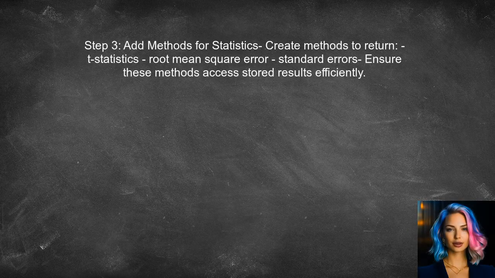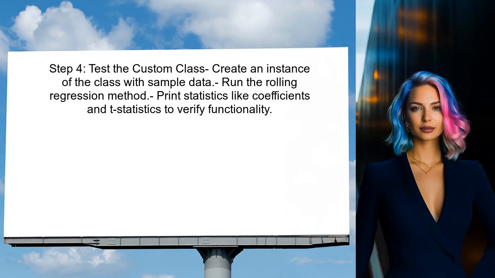After implementing the rolling regression, the user can add additional methods to retrieve specific statistics. For example, methods to return the t-statistics or root mean square error can be included. Finally, the user can test their custom class with sample data to ensure it works as expected. They should create an instance of the class, run the rolling regression, and print the desired statistics.